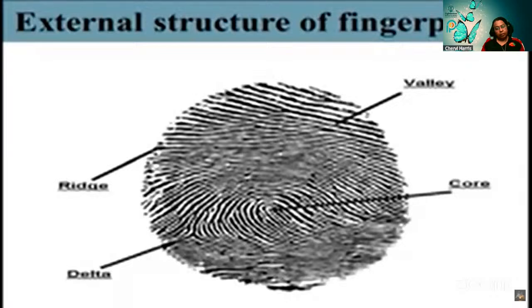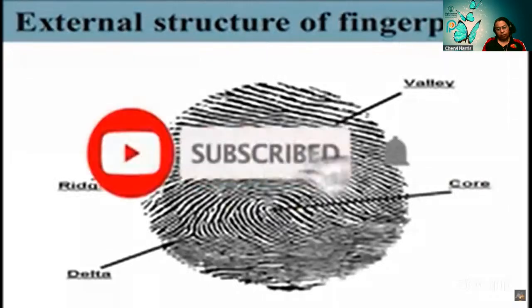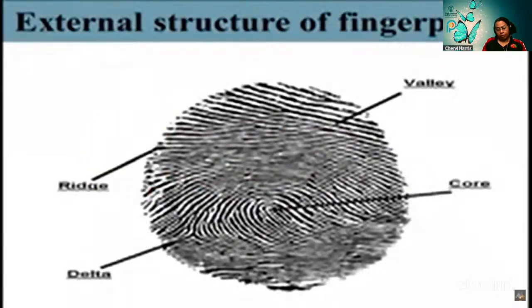That is ridge. The space between the black lines, it means the space between the ridges, is called valley. The main and center point of your fingerprint is called core. And the triangular shape, look at the picture and look at the delta. Here the delta is a kind of triangular shape, and that has been diverted. So when the ridge is diverged, that is called delta.